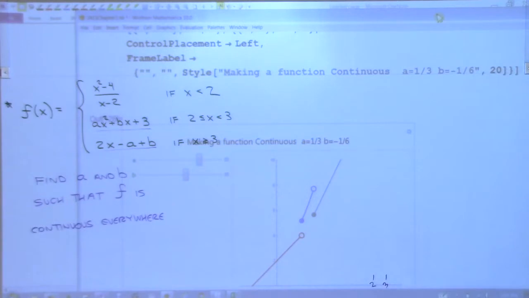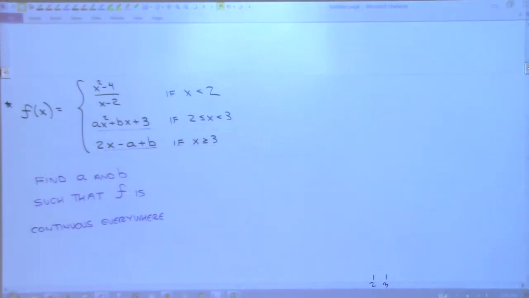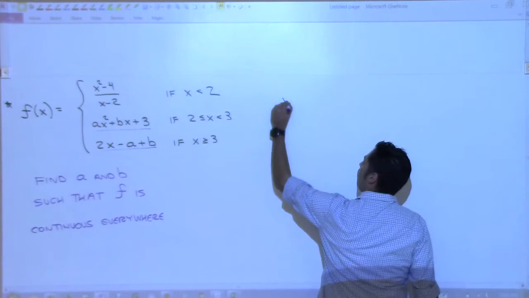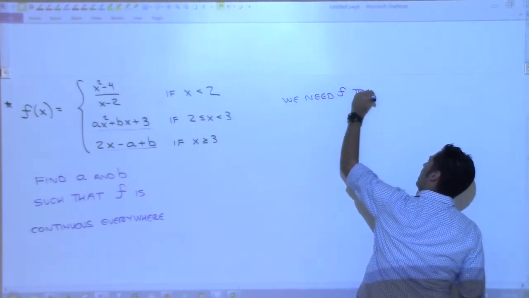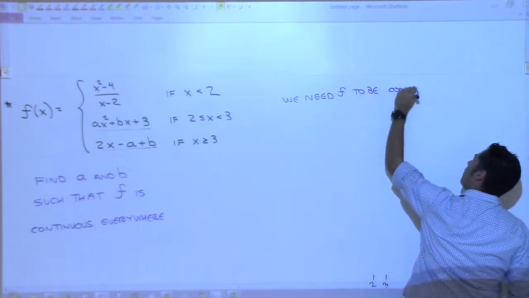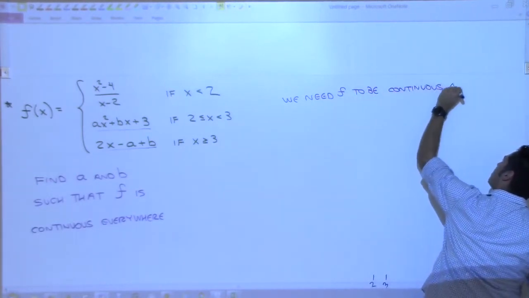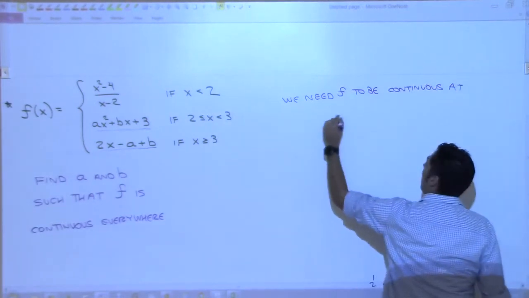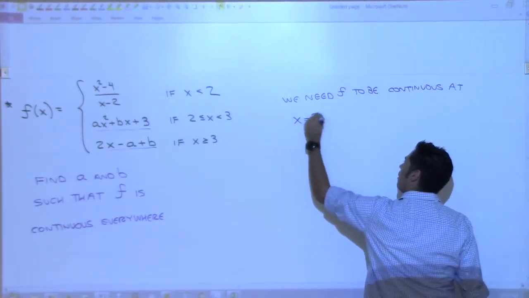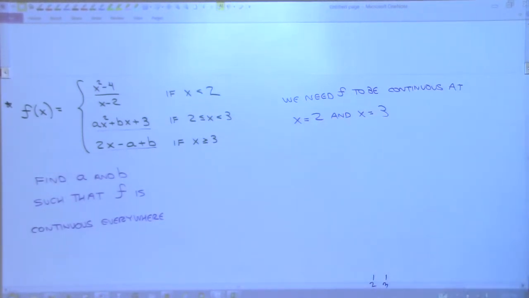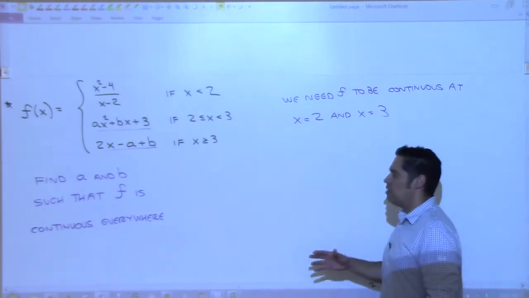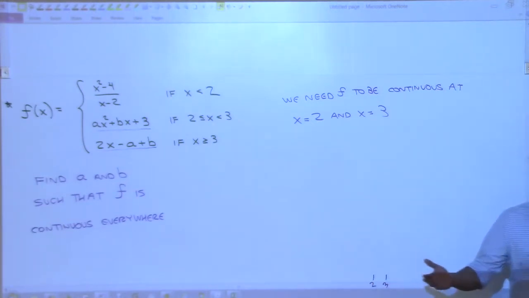So to kind of recap what we just stated is this. We need f to be continuous at x equals where? And 3. If we can figure out what makes f continuous at 2 and what makes f continuous at 3, then we will have a continuous function everywhere, right? Okay.